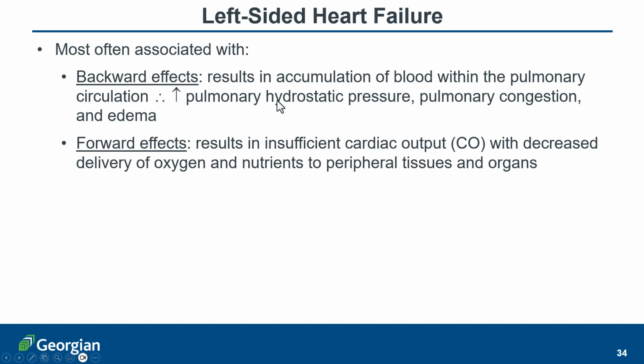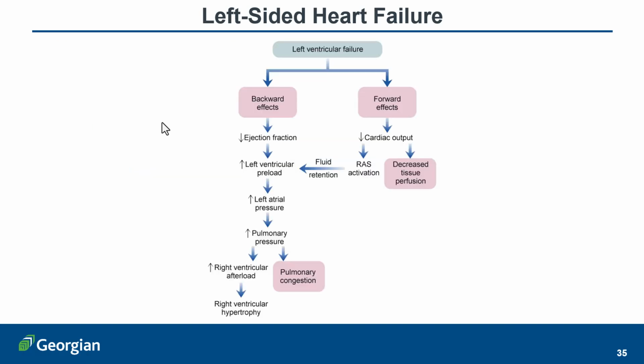So for left-sided heart failure, the forward effects are all because of insufficient cardiac output, resulting in decreased blood supply to the peripheral tissues and organs, ultimately leading to reduced delivery of oxygen and nutrients to all those peripheral tissues and organs. The backward effects of left-sided heart failure are all because of accumulation of blood within the pulmonary circulation, leading to pulmonary congestion, increased pulmonary hydrostatic pressure, and ultimately increased pulmonary edema. So they're all pulmonary in nature, the clinical manifestations, as we'll see.